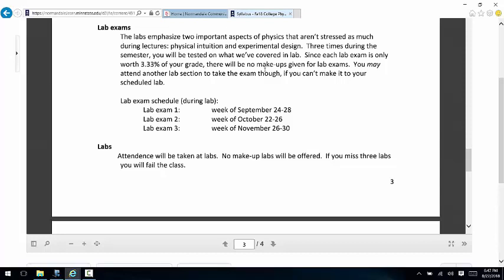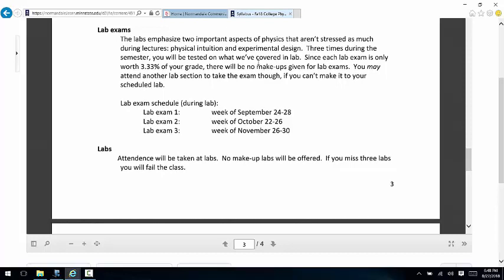I am going to take attendance in lab, so you do have to come to lab, but you can miss 2 of them, and it doesn't affect your grade at all. If you miss 3 of them, you can't miss 3, so be careful about that. But really, more important than attendance in the lab is making sure that you understand the concepts that we're going over, so you could answer similar questions.